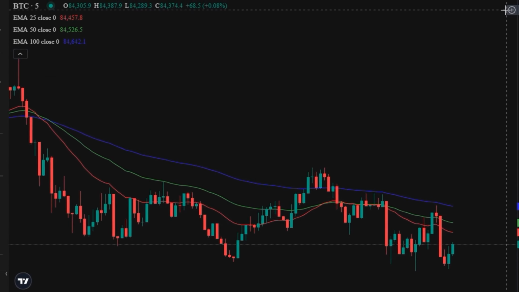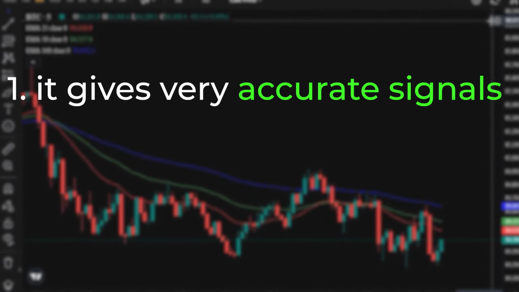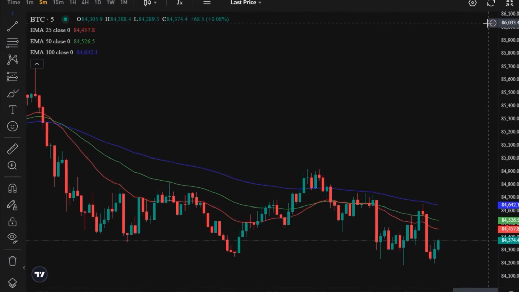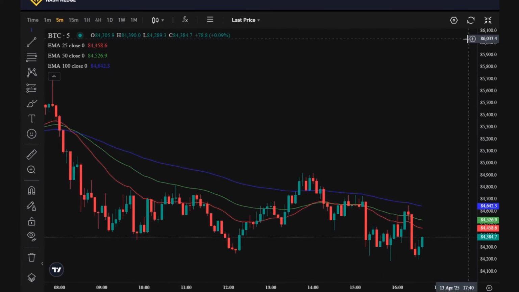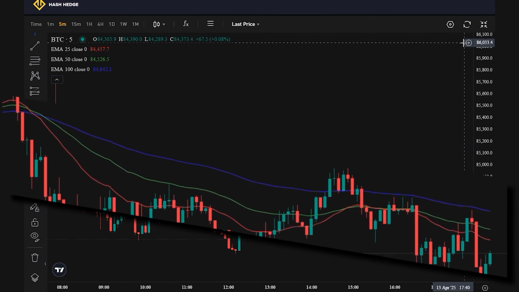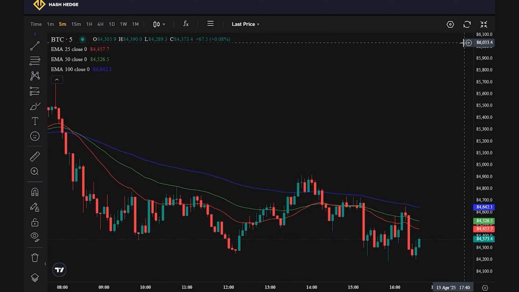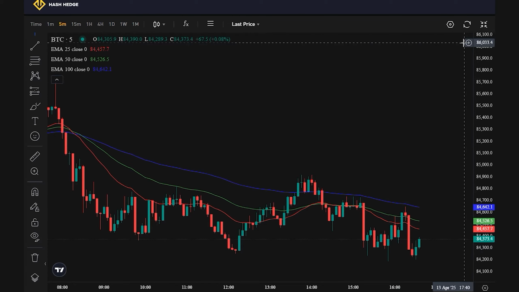So scalping is good because firstly, it gives very accurate signals, and secondly, due to the fact that we work on low time frames, the signals will appear quite often. So let's look at the main elements of our strategy. It consists of 3 exponential moving averages. When you calculate the exponential average, it reacts to price a little more sharply and a little more flexibly. And that's why we get a signal earlier than we would if we were using regular moving averages.